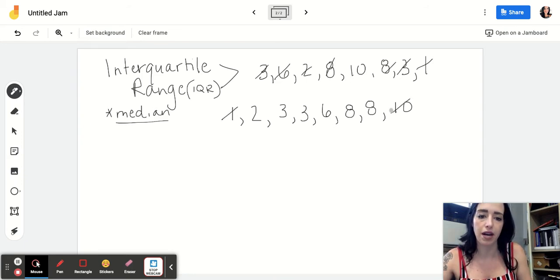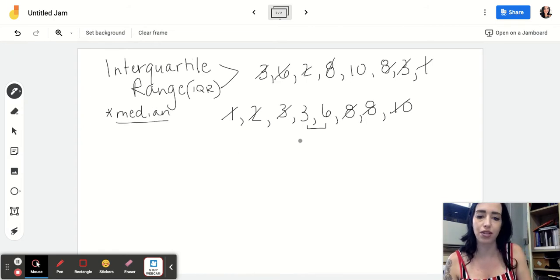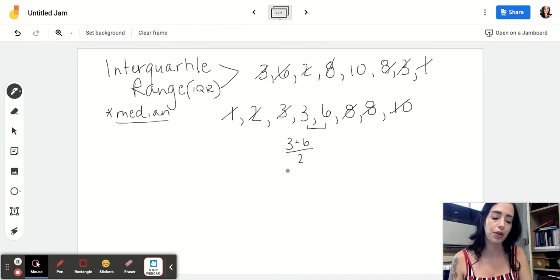So I'm gonna cross out 1, 1, 2, 2, 3, 3, and I'm left with 3 and 6 in the middle. So I'm going to go ahead and find the mean or the average of 3 and 6. So 3 plus 6 is going to go on top. I'm going to divide it by 2 because there are 2 numbers. Well, 3 plus 6 is 9. 9 divided by 2 is 4.5.